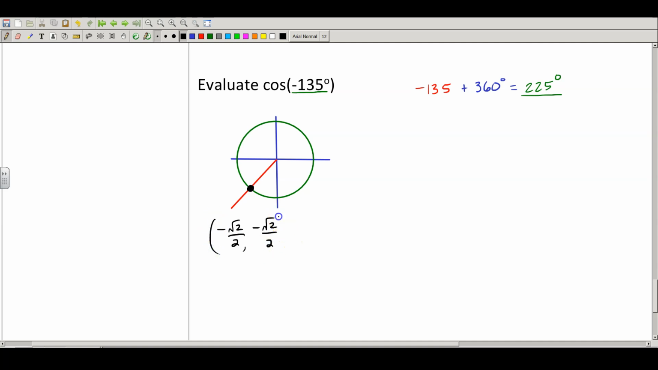This is going to be the point negative root 2 over 2, comma, negative root 2 over 2. There's the point. And since the cosine of any angle, if we're using the unit circle, is always just x, the x value here is negative root 2 over 2. So our answer to this is simply negative root 2 over 2.